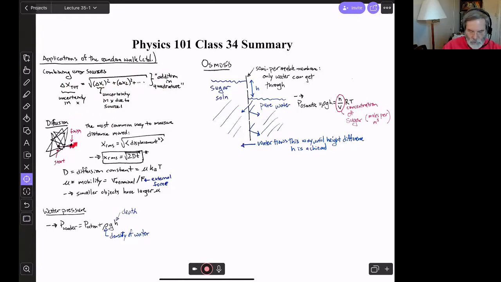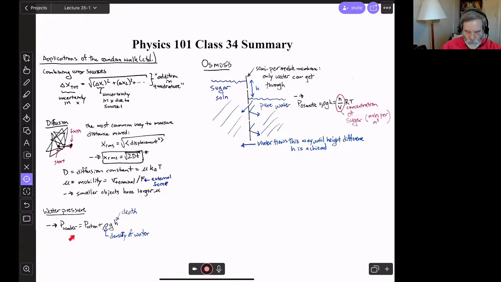Another application of the random walk was to diffusion, and we showed that the RMS displacement from the start of a time period to the end of a time period is the square root of 2Dt, where D is the diffusion constant, which Einstein showed is the mobility mu times k_B T, and we discussed how smaller objects have a larger mobility.